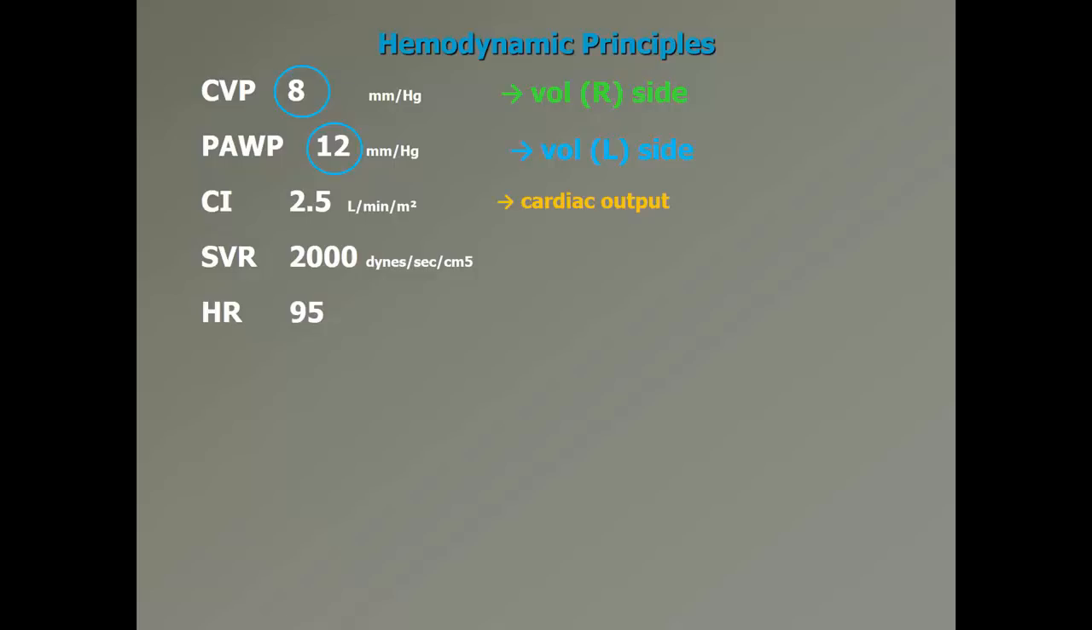The cardiac output, the contractility effect of the heart, is doing great. But then we see that the SVR is 2,000. The SVR is 2000, and that is high. The artery is vasoconstricted. So why would it be high?